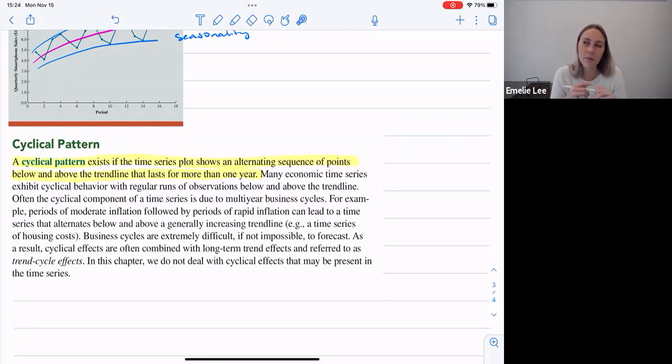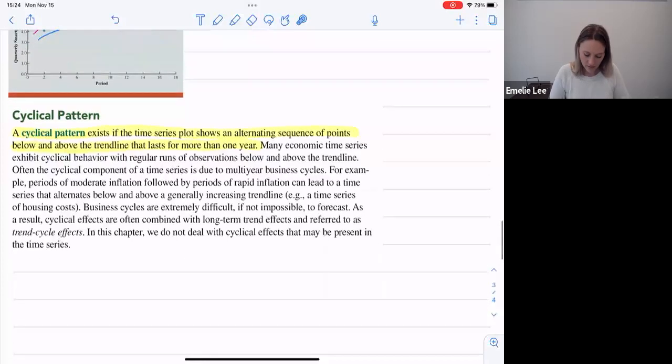Even stock prices could be classified as cyclical, because they're not restricted to a year. They could go beyond a year, and that would make it cyclical. Okay.